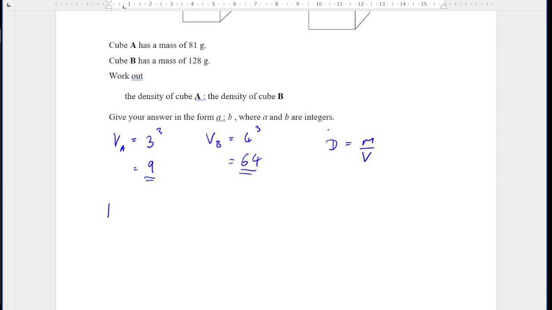So the density of A is going to be 81 divided by 9, so it's going to be 9. And the density of B is going to be equal to 128 divided by 64.